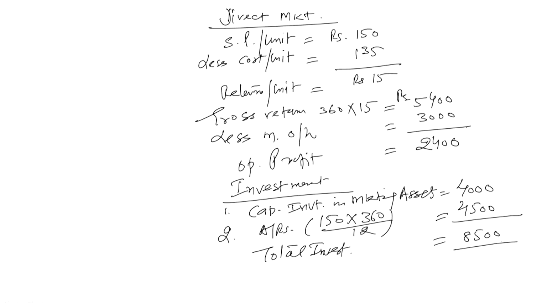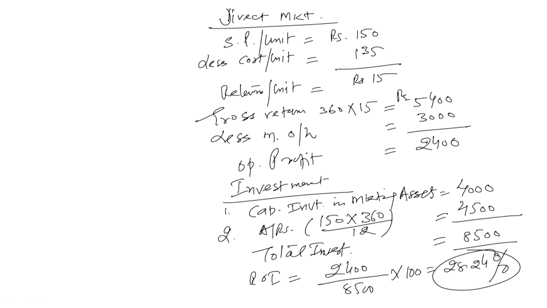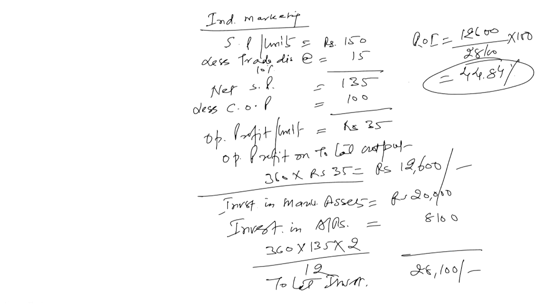So now let us calculate the ROI. The ROI here is 2,400 divided by 8,500 into 100, which is 28.24%. This is the new rate of return. Now if you compare the two channels from this information only, we find that direct marketing is less profitable as compared to indirect marketing, where the ROI is much higher, that is 44.84%. So I think we should go for indirect marketing, but the decision does not end here. We will have to go for further analysis also.